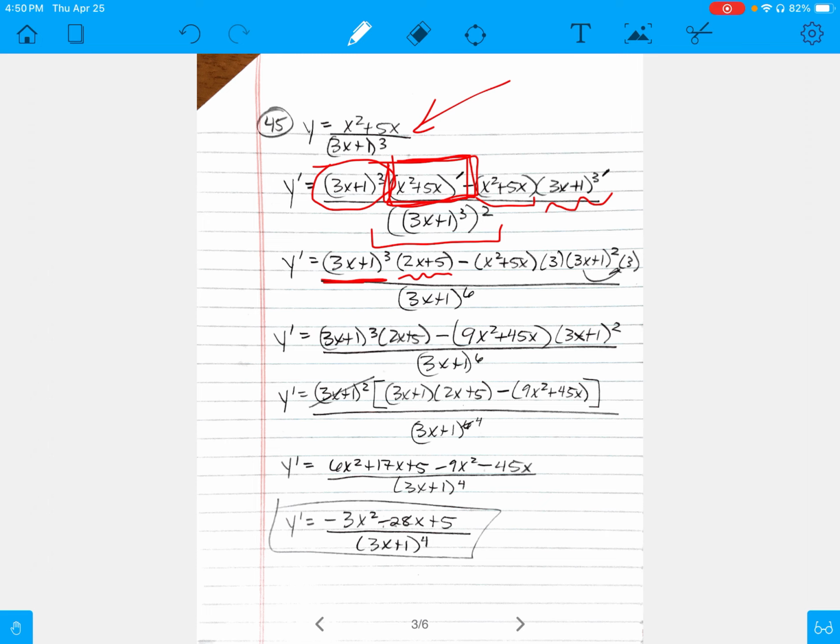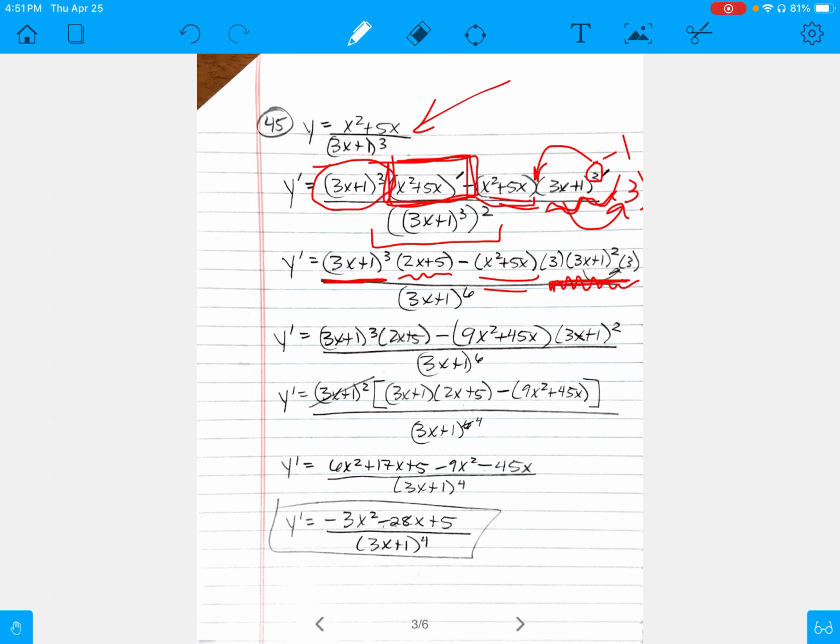Then we had the minus in between because that's part of the quotient rule. The x squared plus 5x just carries down. And then we need to take the derivative of the (3x + 1) quantity cubed. So the 3 comes down front, subtract 1 from the exponent, and chain the derivative of the inside. And so that's what this last piece right here is: 3 times the quantity (3x + 1) squared, times another 3.